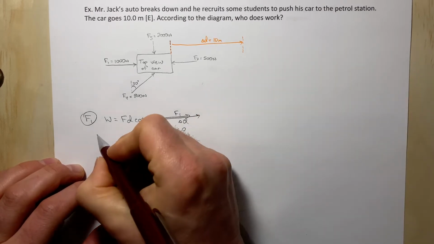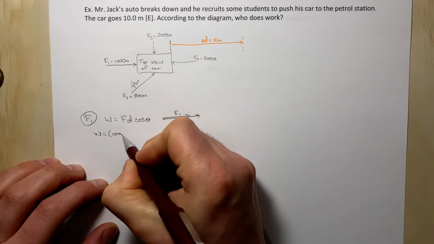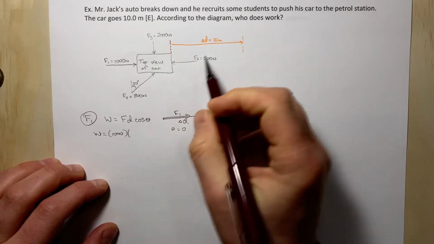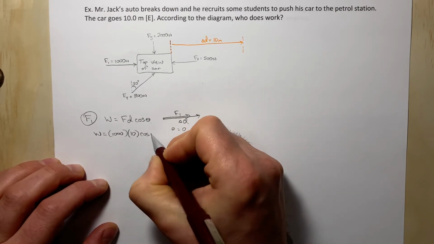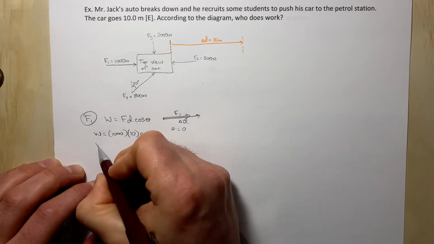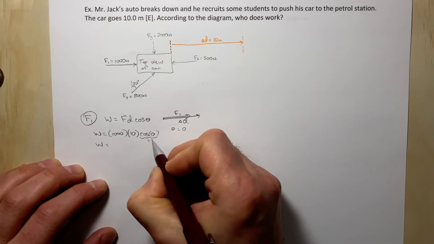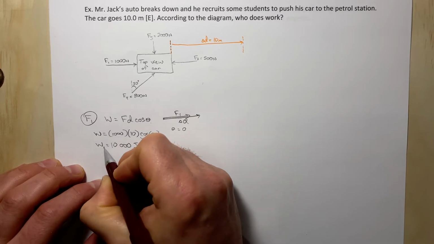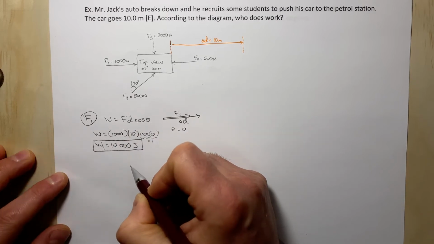When we put this information in, we've got to remember that the force we're talking about here, 1,000 newtons, is just magnitude, so whatever that force is goes in here. The displacement given is 10 meters, and then cosine of 0. Don't forget to put your calculator in degree mode. Cosine of 0 is 1, so we just have this number, 10,000. We could call it work 1. This is the work done by person 1 on the car.